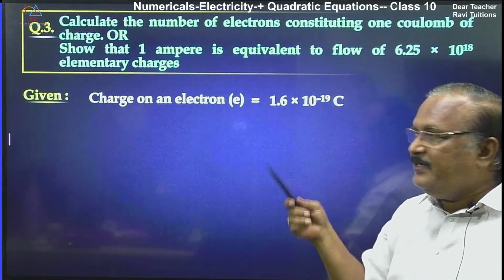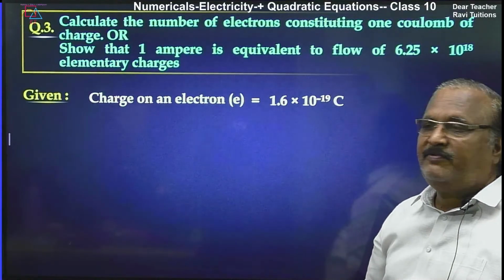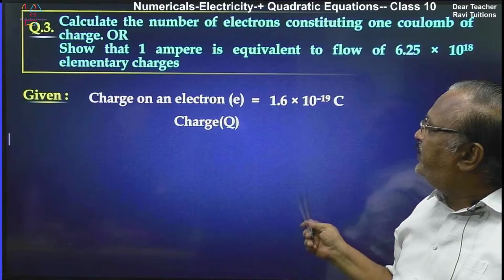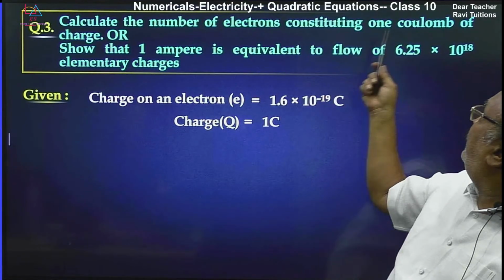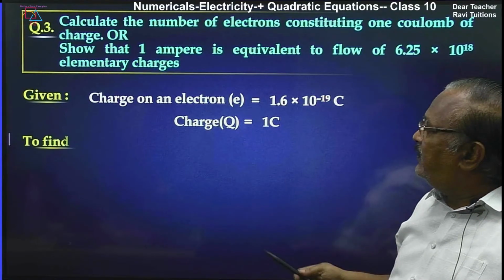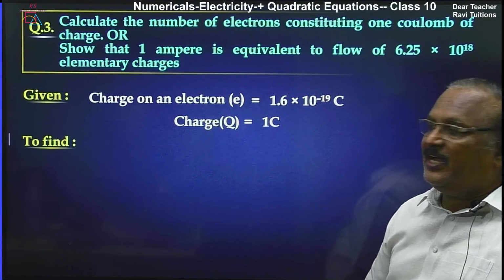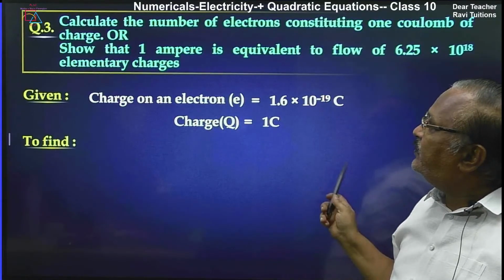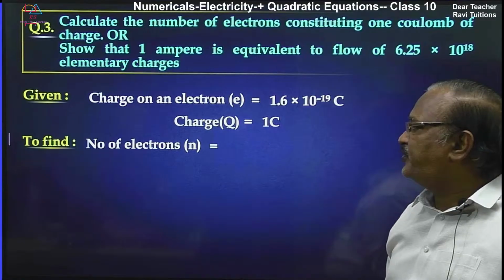You have to write this from your mind. Charge of an electron is 1.6 into 10 to the power of minus 19 coulombs. And then charge Q is equal to 1C because it is 1 coulomb of charge. So you have to find out how many electrons. 1 electron has this much charge. So in 1 coulomb of charge, how many electrons are there? So calculate the number of electrons. N, the number of electrons, is equal to question mark.